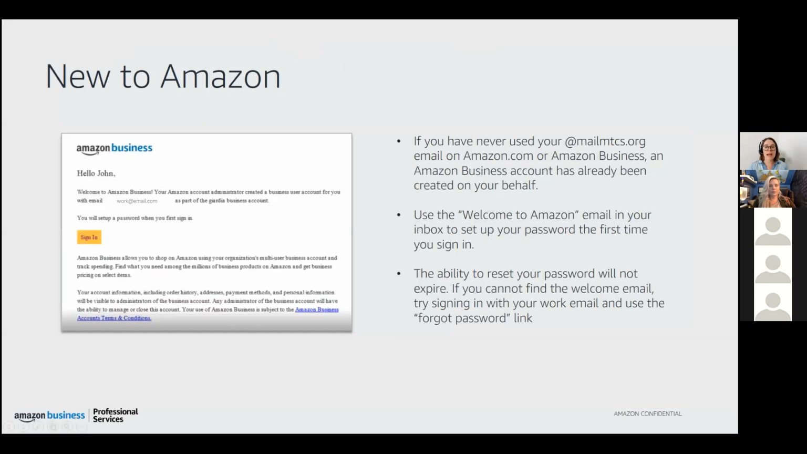So depending on how you've used your MTCS email on Amazon in the past, you'll go through different registration processes. The first, for the majority of you, is that you're new to Amazon, which means you've never used your @mailmtcs.org email on Amazon.com or Amazon Business. In this case, an account was automatically created for you. And all you have to do is click the link in the email and set up your password.